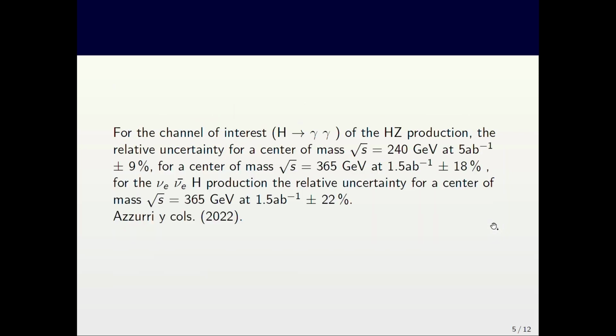For the channel of interest, Higgs decaying to a pair of photons from Higgs-strahlung production, the relative uncertainty for a center of mass energy of 240 GeV at a luminosity of 5 ab⁻¹ is more or less 9%. And as we can see, when we change the center of mass and the luminosity, and we change the Higgs production to WW fusion, the relative uncertainty is greater.